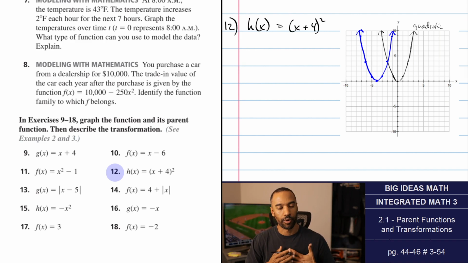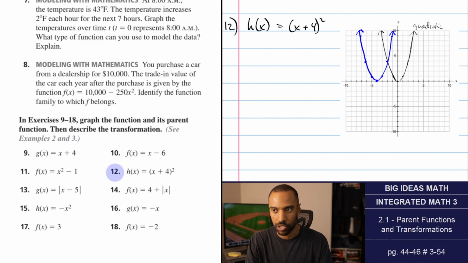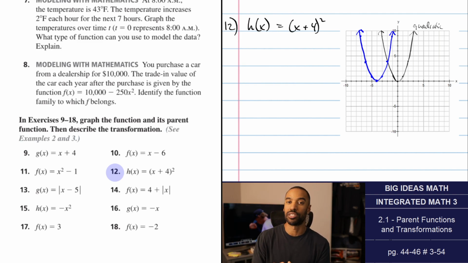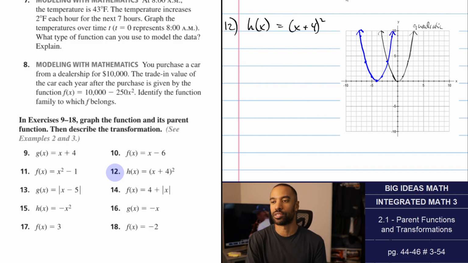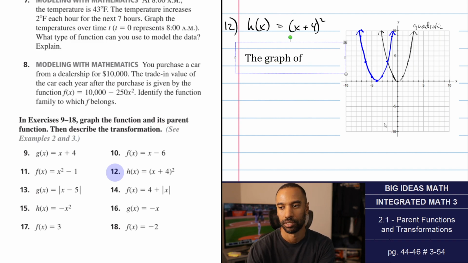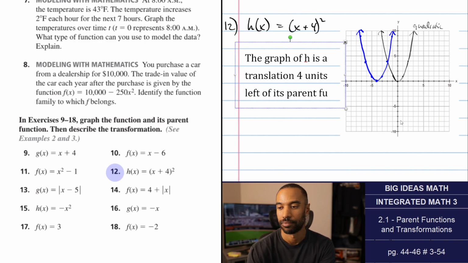Anyway, I plotted the points on the graph. There it is. What changed? There's no reflection. It's not narrower or wider, and it didn't translate upward, but it did translate to the left. It did translate to the left, and it went 4 units leftward. So the graph of h is a translation 4 units left of its quadratic parent function.